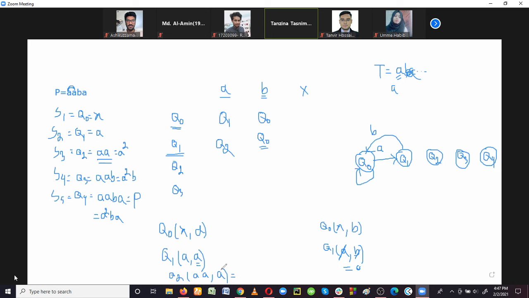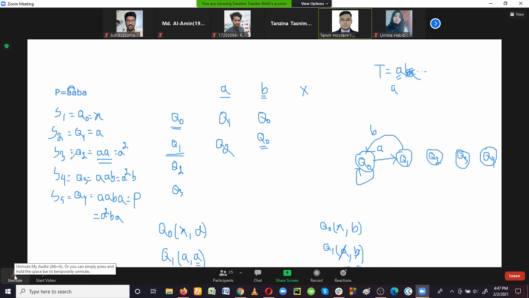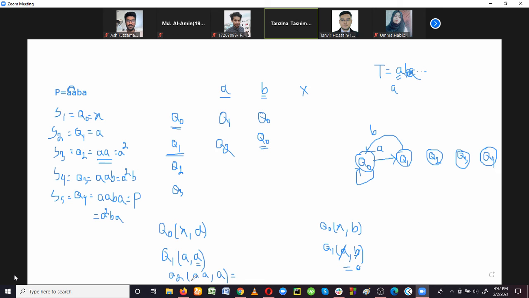But 3A is not a state. So now we can do one thing. We can ignore the first character of state Q2. If we ignore the first character A, now still we have two characters A, right? Which are Q2.